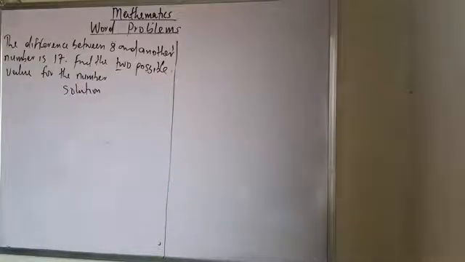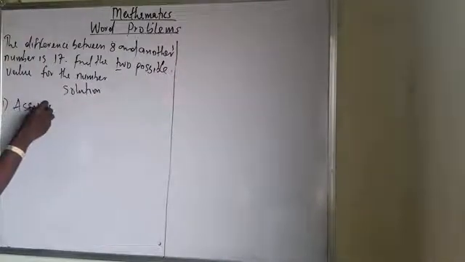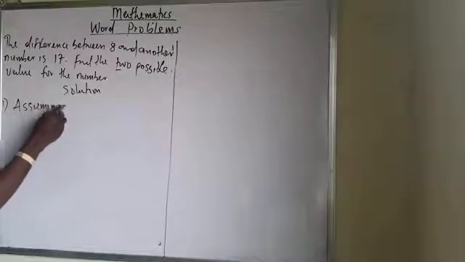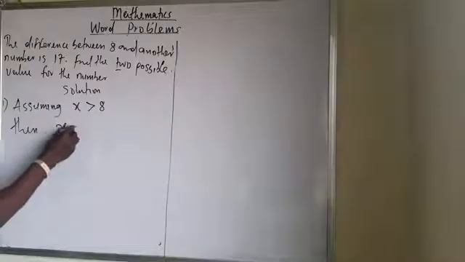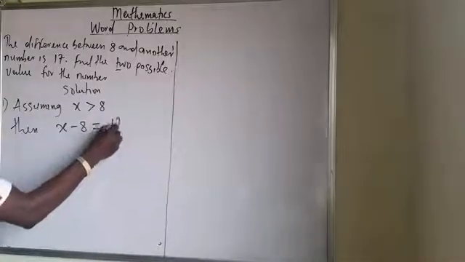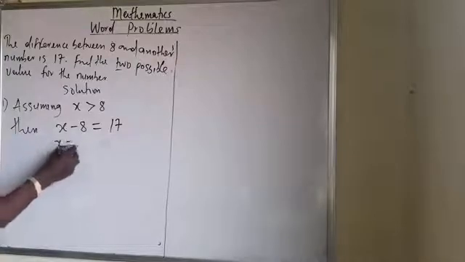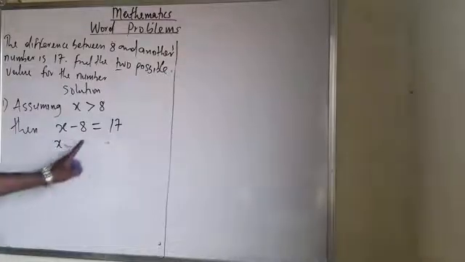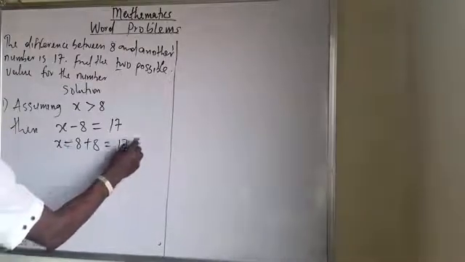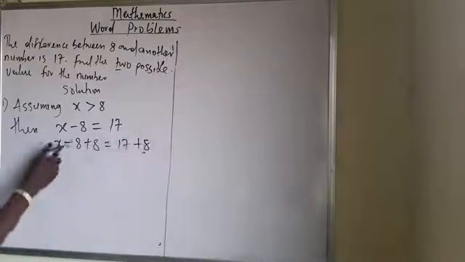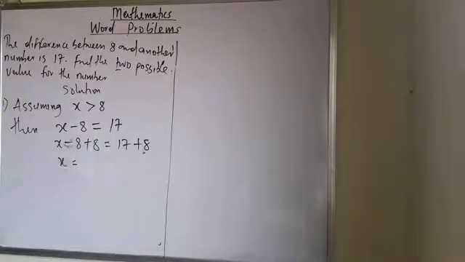Now, it means condition number one. Assuming x is greater than 8, then I'll be having x minus 8 equals 17. It means my x will be equal to what? Let me add 8 to both sides. Minus 8 plus 8 equals 17 plus 8, which gives x equals 25. x equals 25.